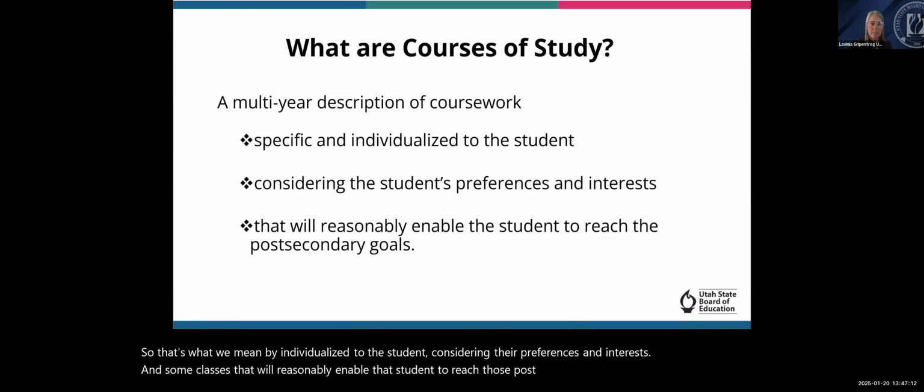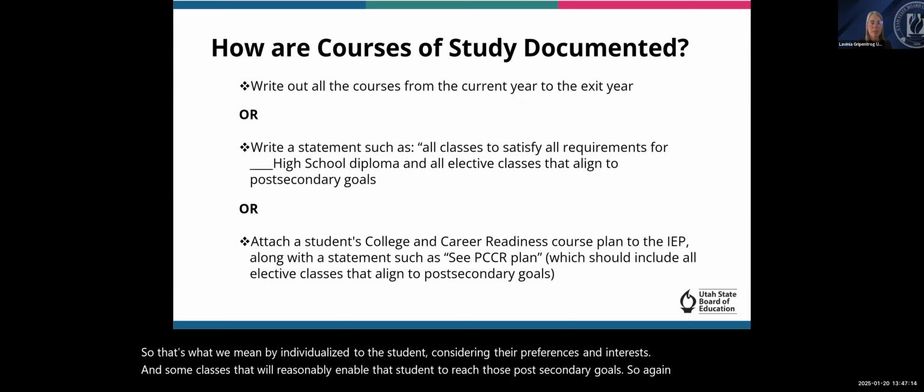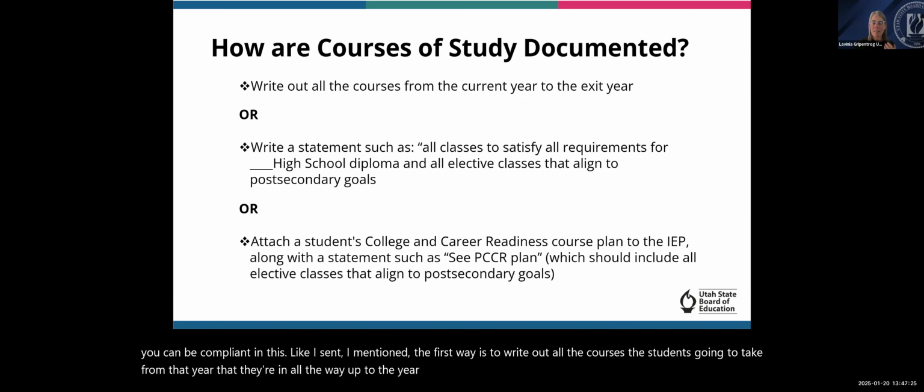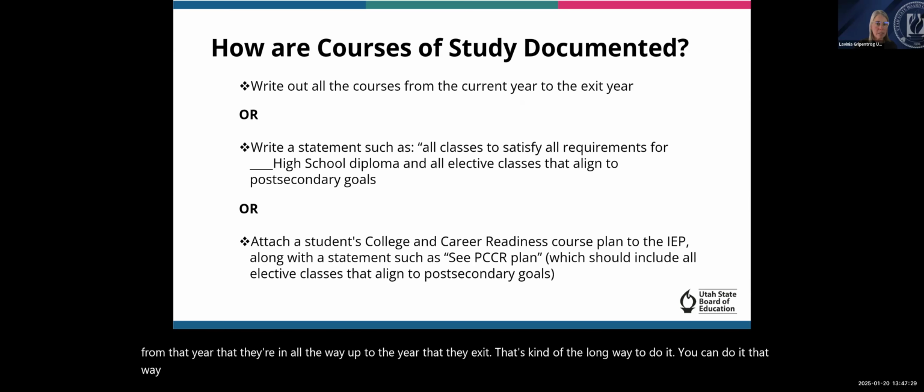So again, let's talk about how you can be compliant in this. Like I mentioned, the first way is to write out all the courses the student's going to take from the year that they're in all the way up to the year that they exit. That's kind of the long way to do it. You can do it that way, but most people don't. Let's look at the second option.